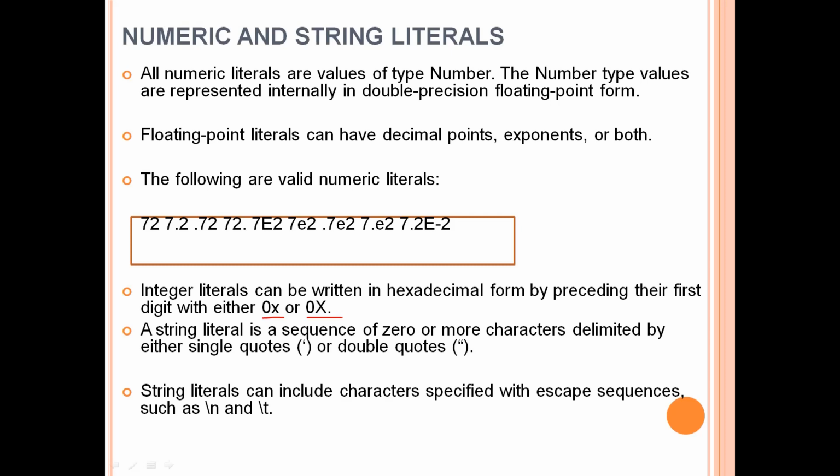A string literal is a sequence of 0 or more characters delimited by either single quote or double quote. In JavaScript, you can have a string literal or a string constant which is enclosed in single quote or double quote. So, a set of characters enclosed in single quotes or a set of characters enclosed in double quotes both create a string. String literals can include characters specified with escape sequences as well, like \n and \t.